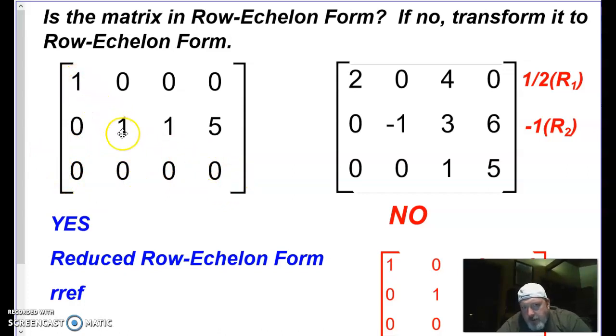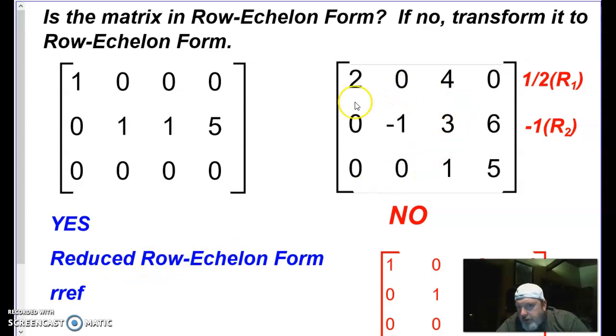We have our leading ones in each row. They are staggered, so this one's further to the right than that one, so we're okay there. And in each column that has a leading one, all the other entries are zeros. So this is in row echelon form, and in fact it's in reduced row echelon form.